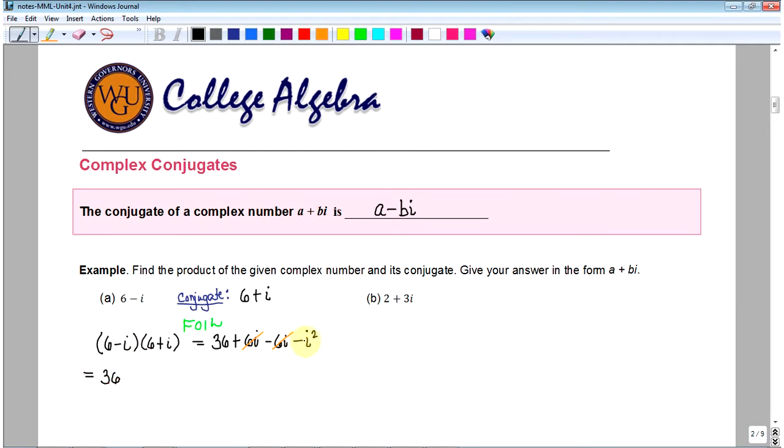Now be careful not to write minus i squared, because i is not a variable. This is our imaginary number. And i squared has a definition. It's equal to -1. So we need to substitute that in. So this becomes 36 plus 1, or 37.